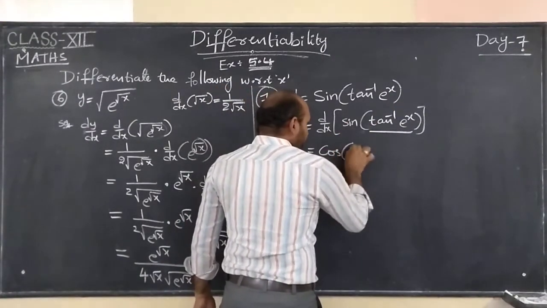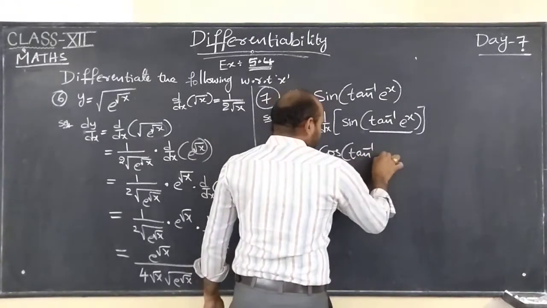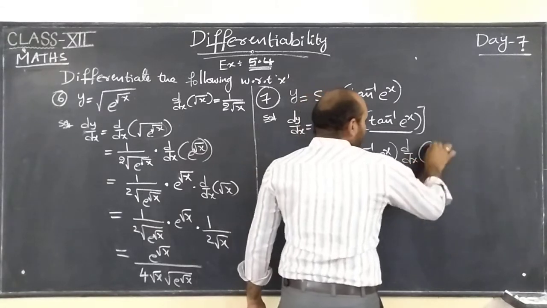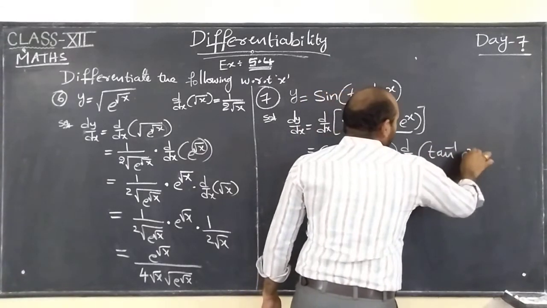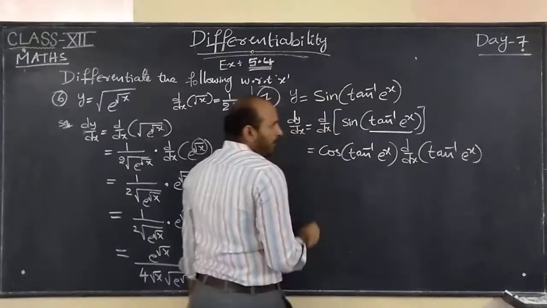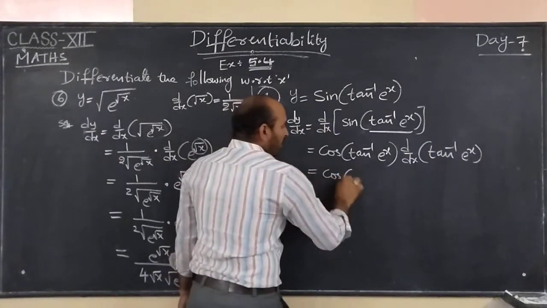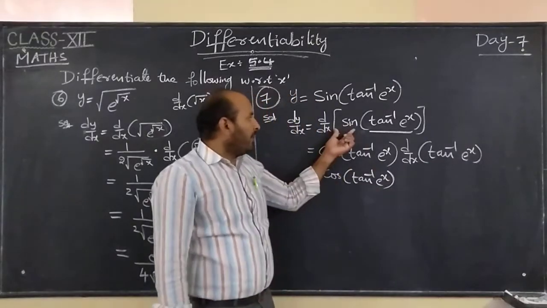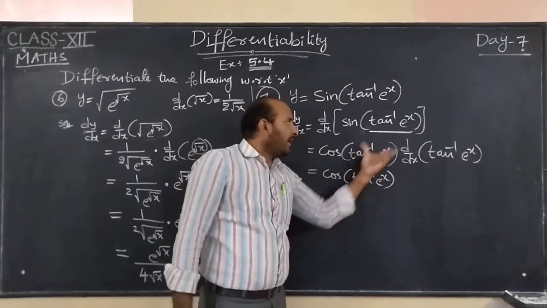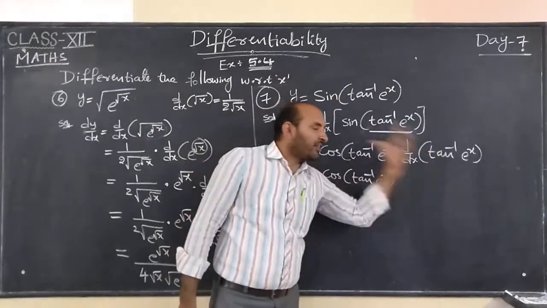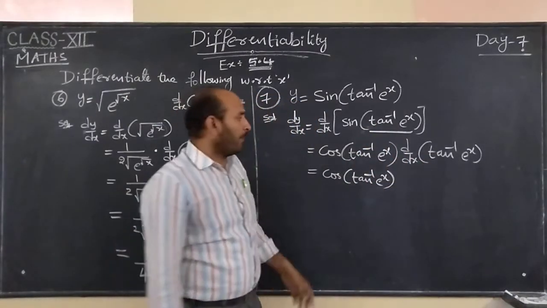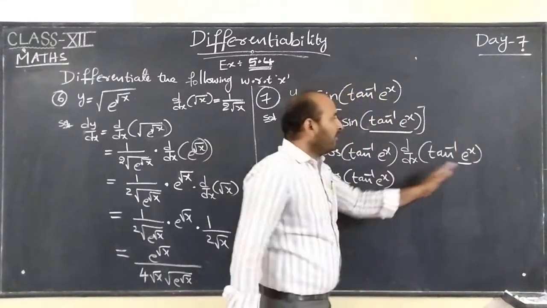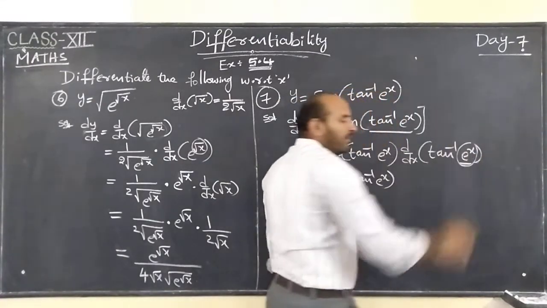So that is cos of tan inverse of e power x, and the inner function is d by dx of tan inverse of e power x. Remember, the derivative of sin x is cos x, where x is nothing but tan inverse e power x, and then the inner function d by dx of tan inverse of e power x, which is in the form of tan inverse x.